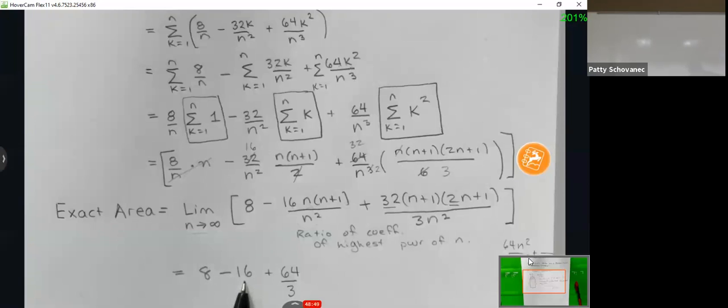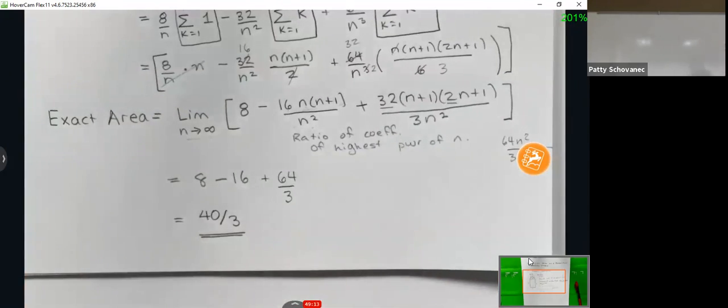So 8 minus 16 is a negative 8. Let's get a common denominator of 3. So that's going to be 24 thirds. 64 thirds minus 24 thirds is 40 thirds. To be the exact area, if I did my numbers right. Is that cool or what?